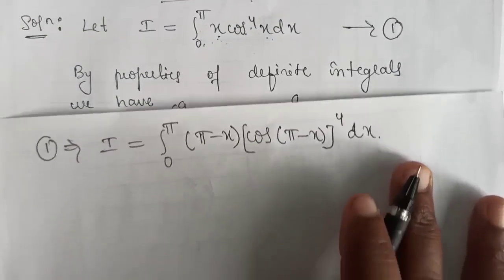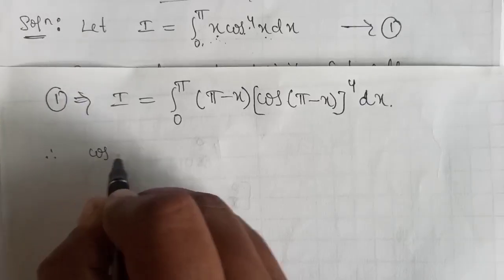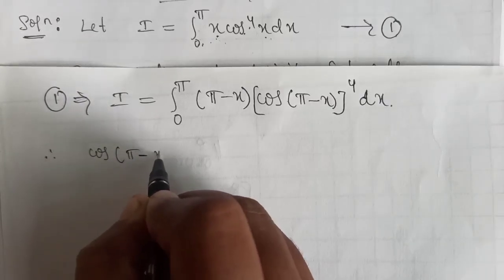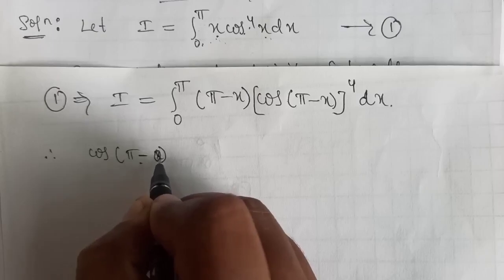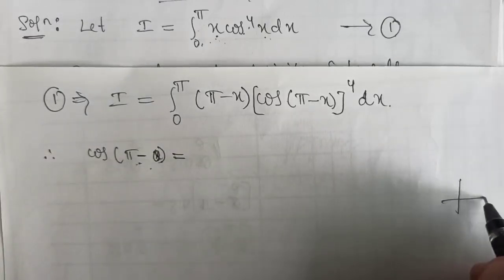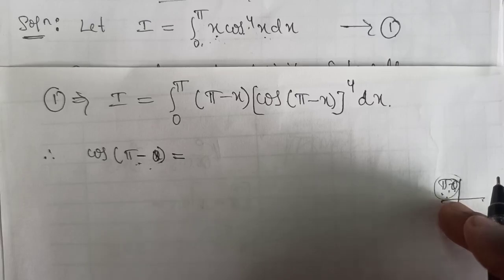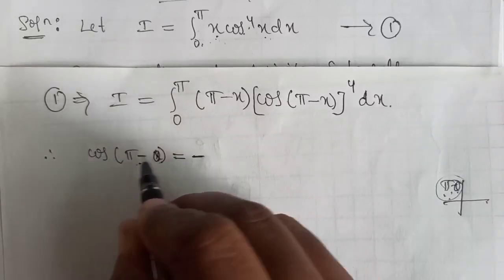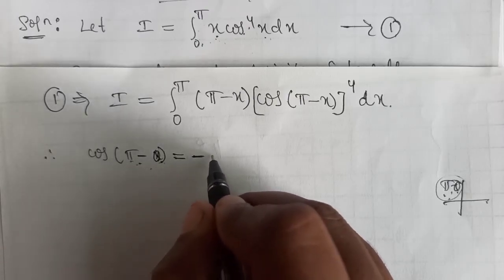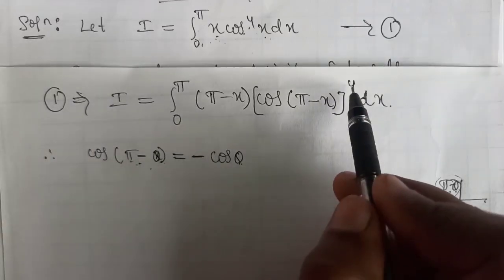Okay, now we know that cos of 180 minus theta, that is pi minus theta, lies in the second quadrant. Okay, in the second quadrant cos value is always negative. So therefore we can write cos of 180 minus theta is equals to minus cos of theta, but here we have power 4.